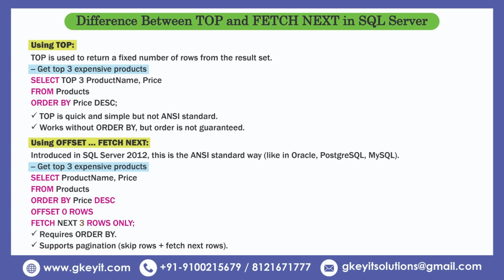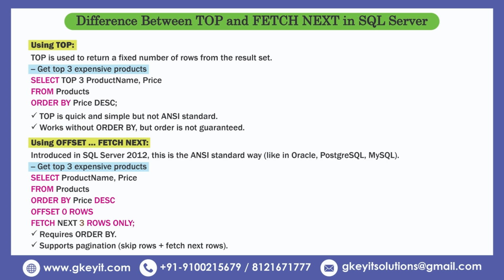For example, to get the top 3 expensive products from the products table, we have a query: select top 3 product name, price from products order by price DESC. Top is quick and simple but not a standard. It works without order by, but order is not guaranteed. We have another way to get the top records by using offset and fetch next functionality.